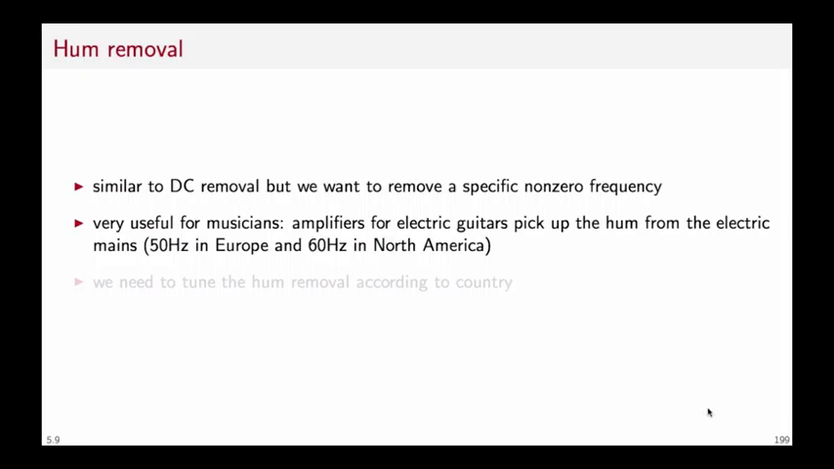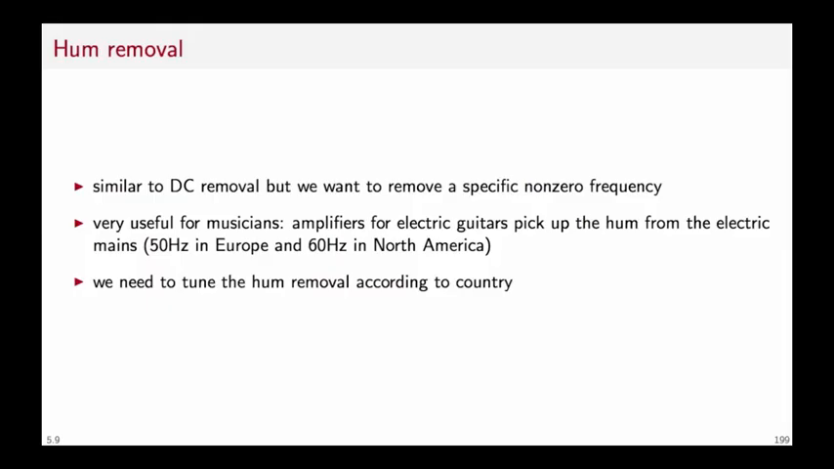That frequency is 50 Hz in Europe and 60 Hz in North America. 50 or 60 Hz are well within the hearing range, so not only is the hum audible, but it is also particularly irritating. So we need a filter to remove the hum, and we need to make sure that we can tune this filter according to whether we're playing in Europe or in North America.